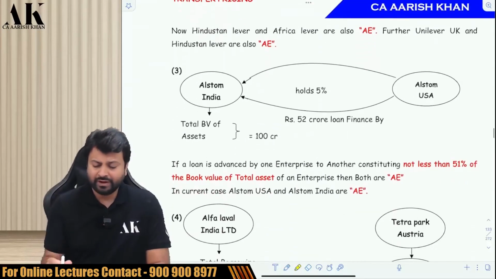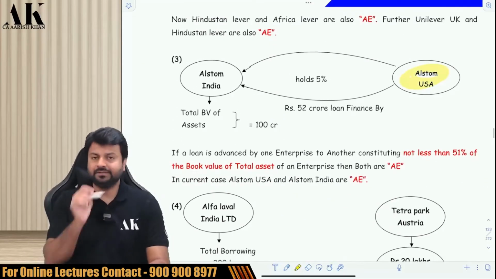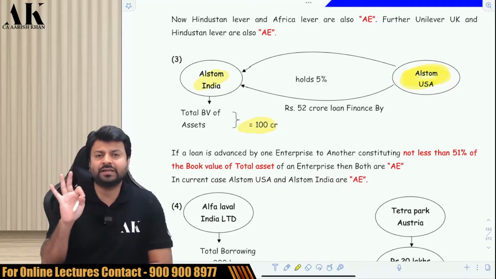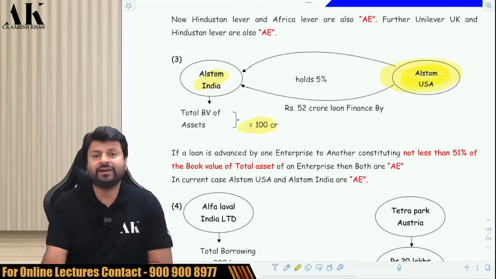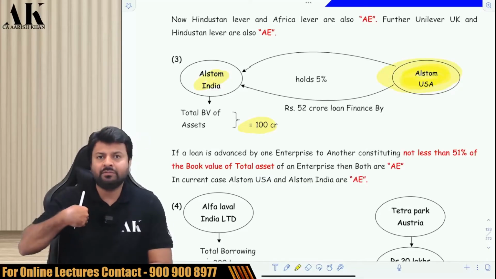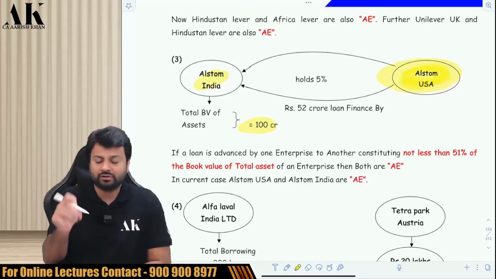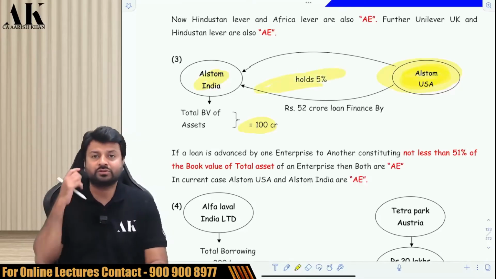Third one, when one entity's total book value of asset is 100 rupees and at least 51% of the total book value of asset is financed by the other entity. I have a book value of asset of 100 crore and you are financing me at least 51 crore rupees out of it, then we both are also deemed to be associate enterprises.